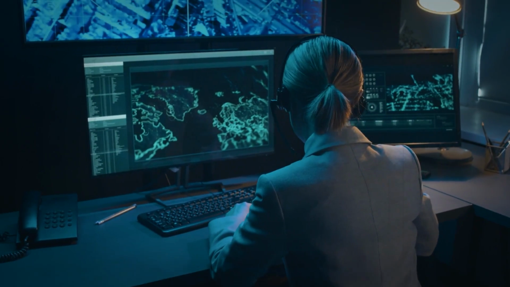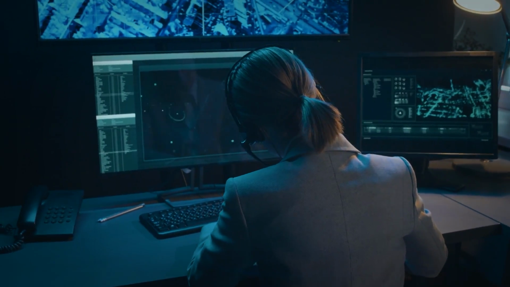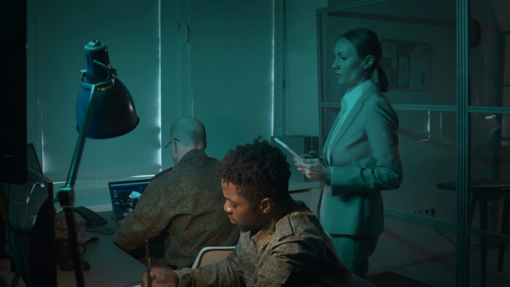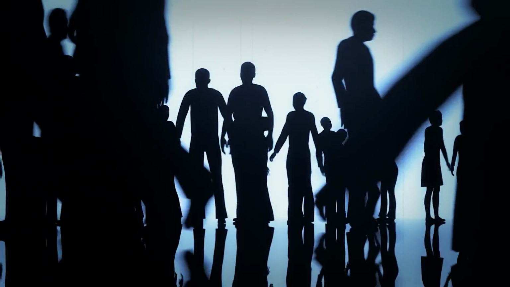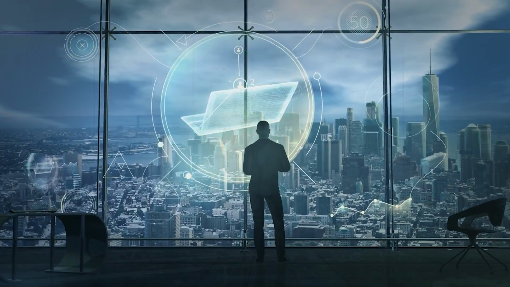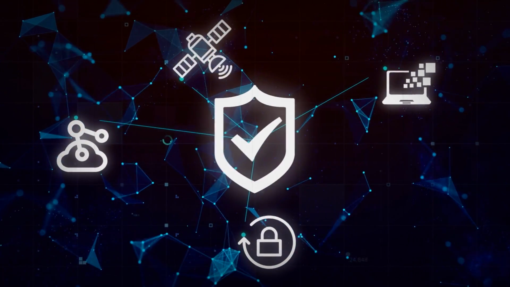While this secrecy might be necessary for national security, it also raises questions about the lack of transparency and accountability in these labs. There are concerns that this technology could be used without the public's knowledge or consent. As this technology becomes more advanced, the need for transparency and oversight will only become more urgent.